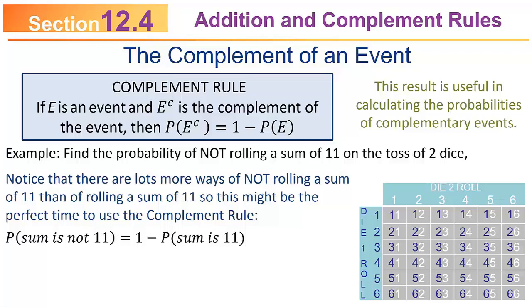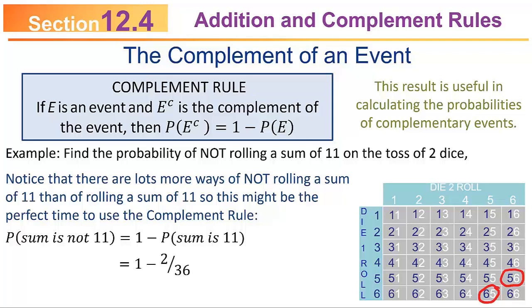The probability of the complement of something is 1 minus the probability of that something. So it's very easy to calculate the probability the sum is 11 because there are only 2 possibilities. You can get 6, 5 or 5, 6. So the probability of getting a sum of 11 is simply 2 out of 36.